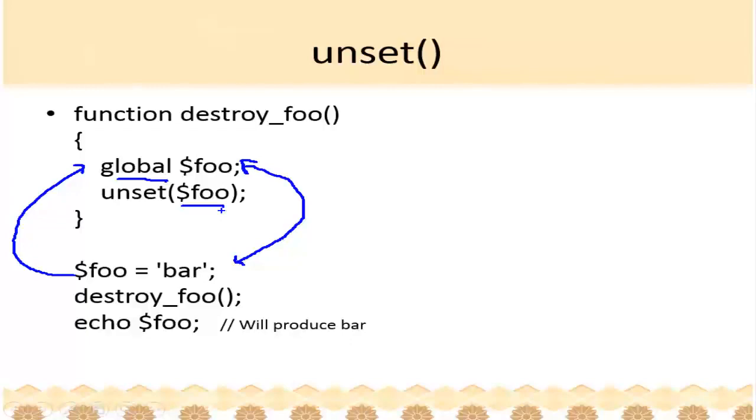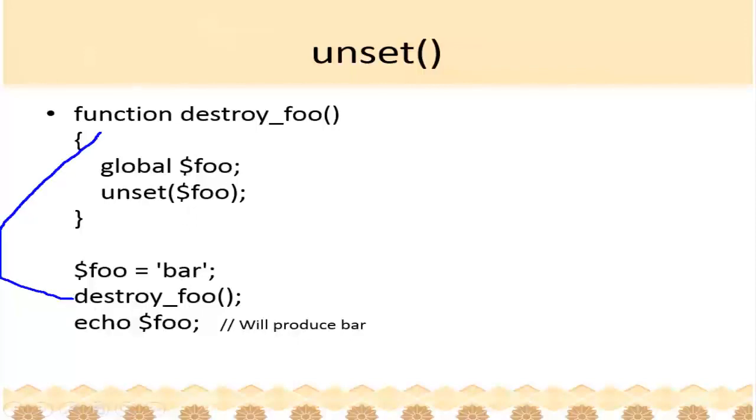What will happen now? This variable within the given scope of this function is only unset. The global variable will not be destroyed. The value inside this foo is bar. You are unsetting it inside the function. You call this function here. This function will unset foo.